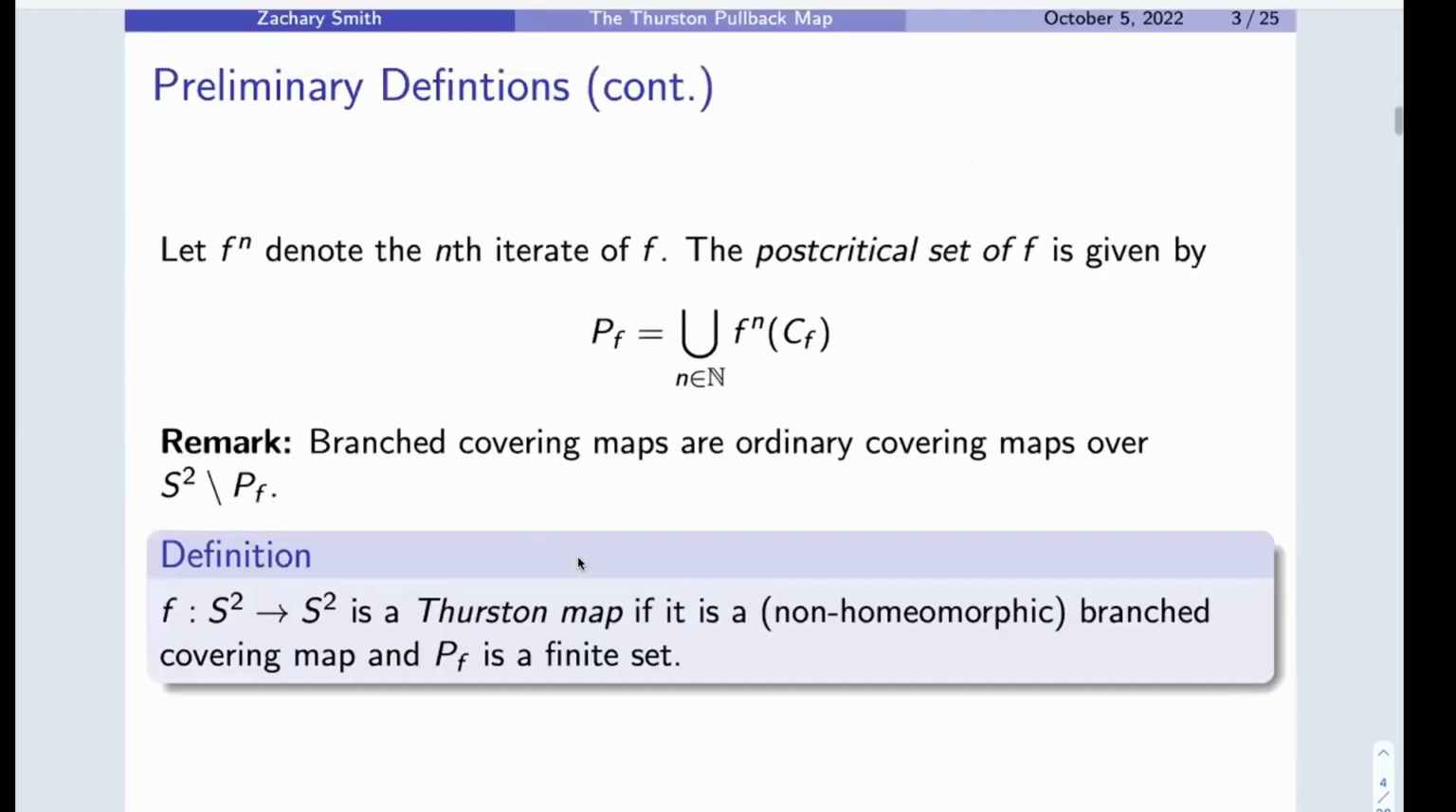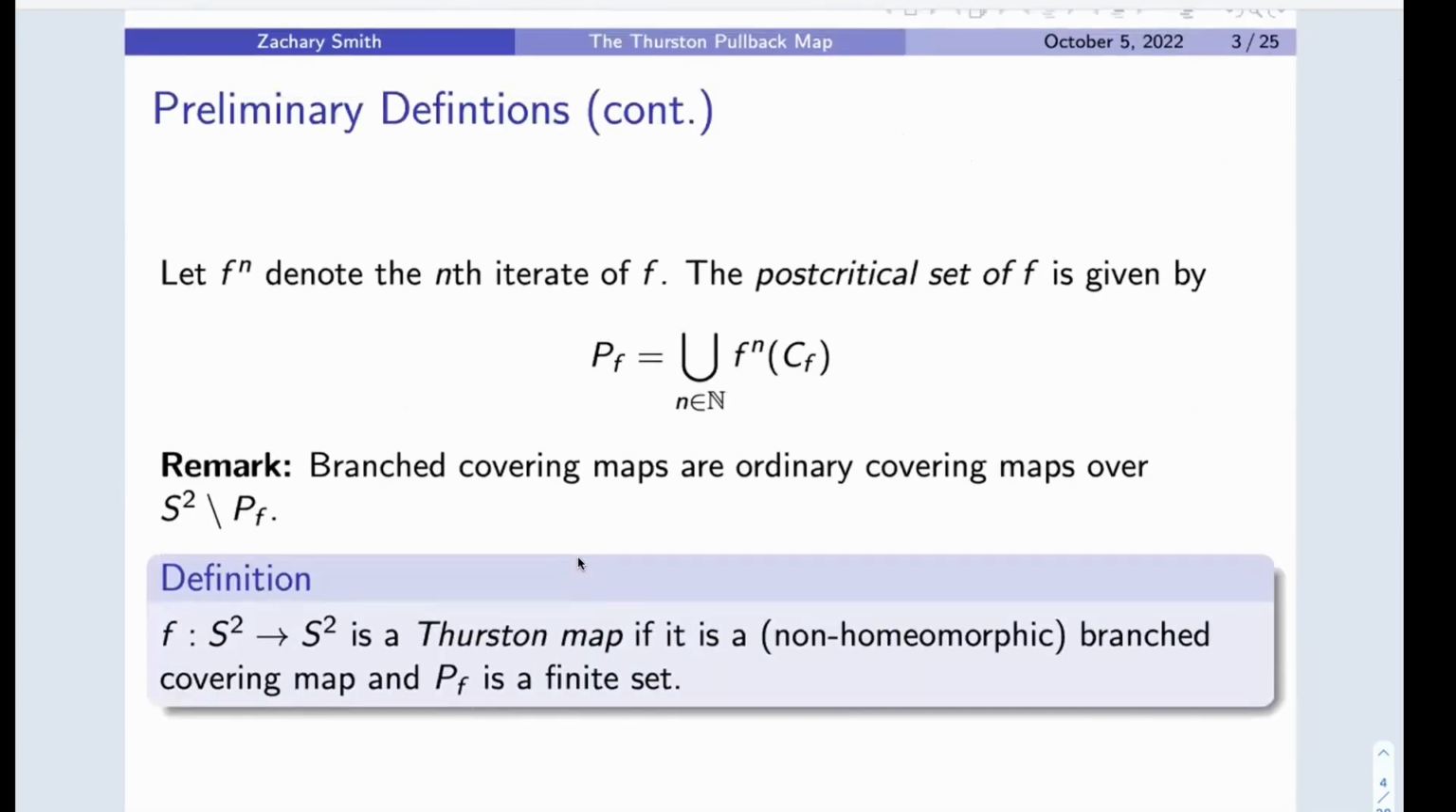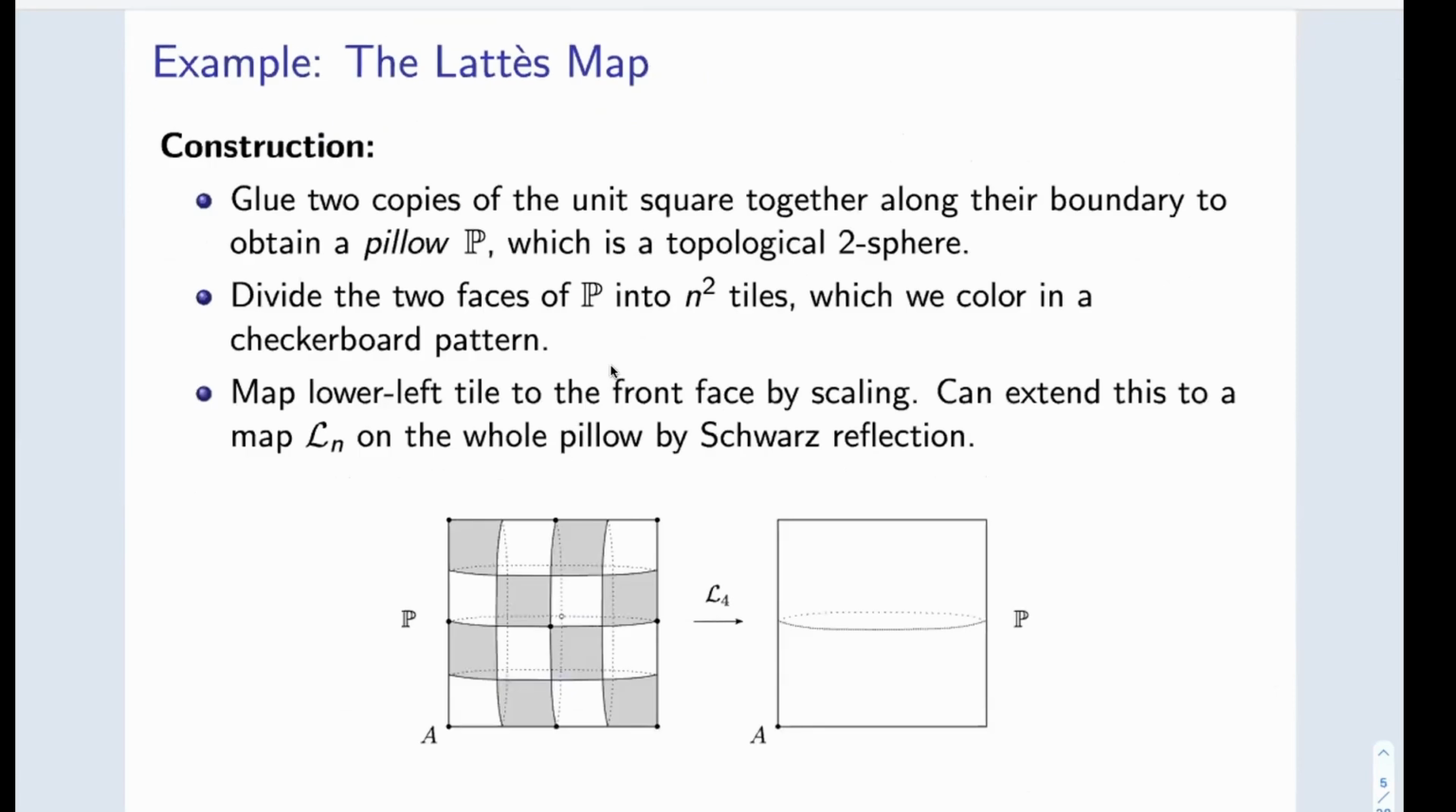What is a Thurston map? Well, a Thurston map is going to be a map that has that property that I talked about at the beginning. We iterate the critical points and we obtain this post-critical set. The key thing here is we want this post-critical set to be finite. So a Thurston map is going to be a branched covering map with finite post-critical set, just like the first example.